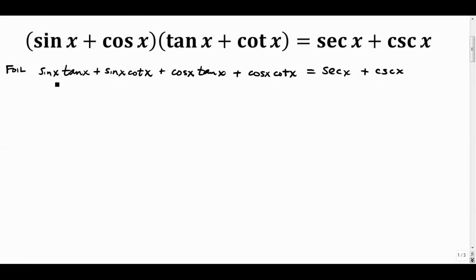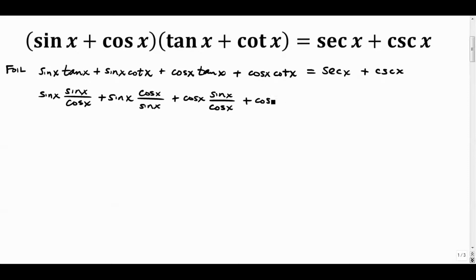Alright, let's turn the tangents and cotangents into sines and cosines. So we have sine of x. Remember, tangent is sine over cosine, so let's change that. Plus sine of x times cotangent, which is the reciprocal of tangent. So this is cosine over sine, plus cosine. Turn tangent into sines and cosines, plus cosine times cotangent in terms of sines and cosines. We're trying to get that whole left side to be secant x plus cosecant x.